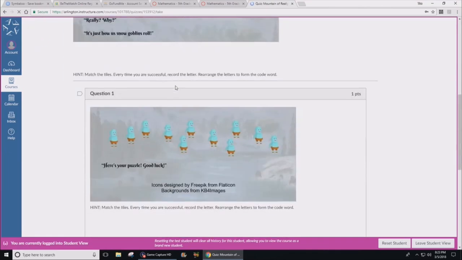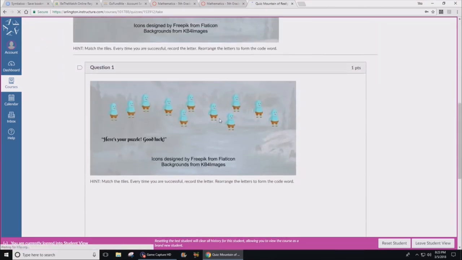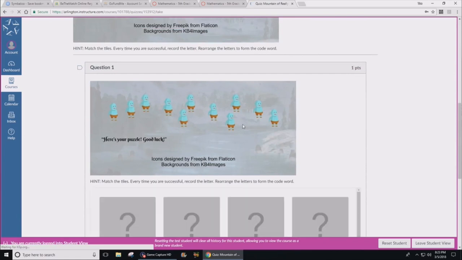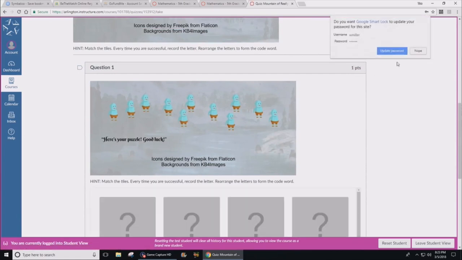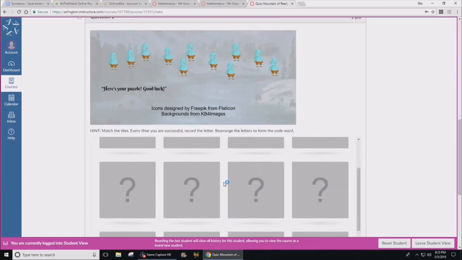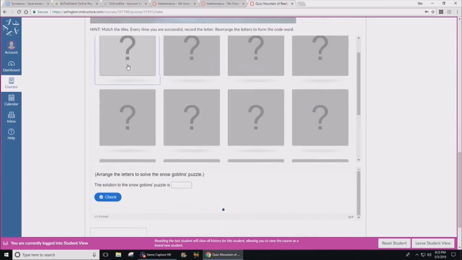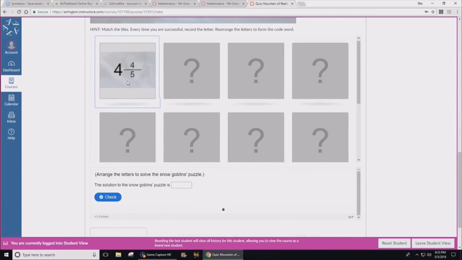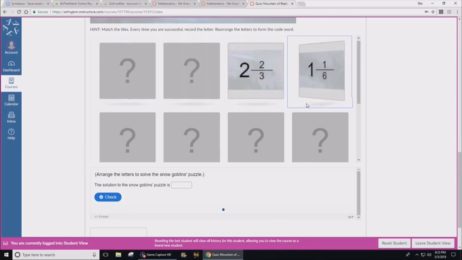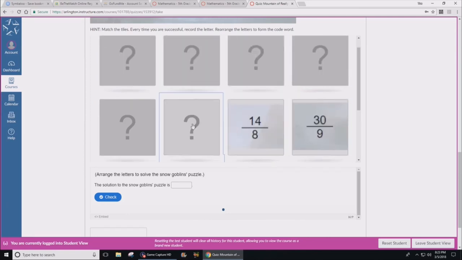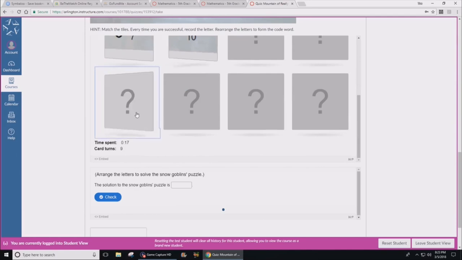All right, so there's their story, and here's their puzzle. Now they have to match the tiles, and they will record their letters as they go. I've actually forgotten. So converting mixed numbers into improper fractions, and vice versa. Right, so 24/5, is that right? Did I do that right?